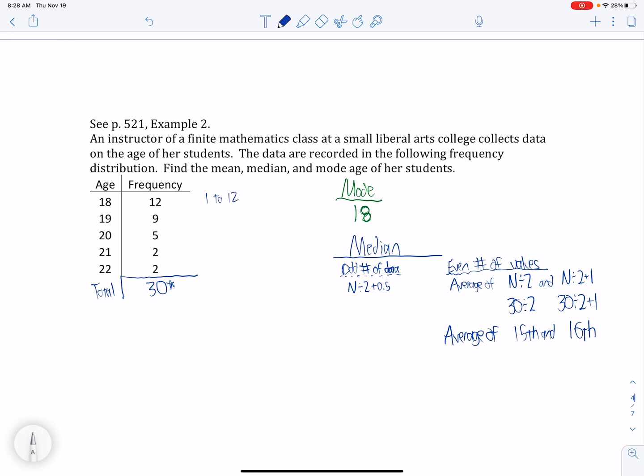Now, the next 9, which is data value number 13 up to data value number 21, those are all 19 years old. So that means that the 15th data value is 19, and the 16th data value is also 19. If we do 19 plus 19 divided by 2, we get that the median for this problem is 19.